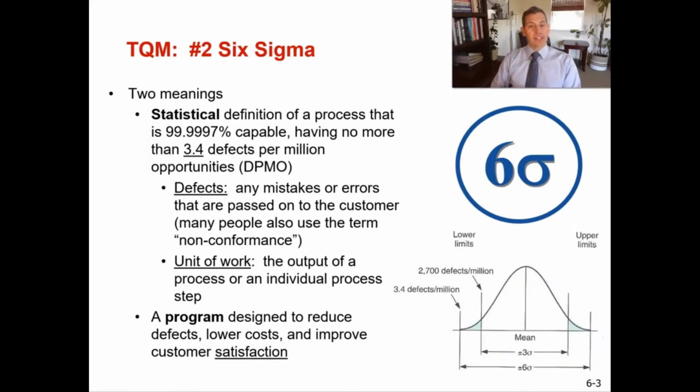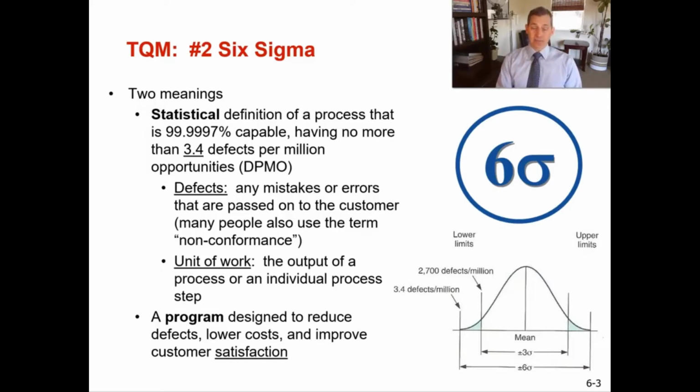It was adopted and enhanced by Honeywell and GE, so you hear a lot about Six Sigma at Motorola, Honeywell, and GE because they were early adopters, and they continue to have that culture of Six Sigma and continuous process improvement even today. So there's two meanings. The first one is statistical. The second one is a program. I've already discussed what a Six Sigma program would look like. So now let's talk about the statistical definition of Six Sigma.